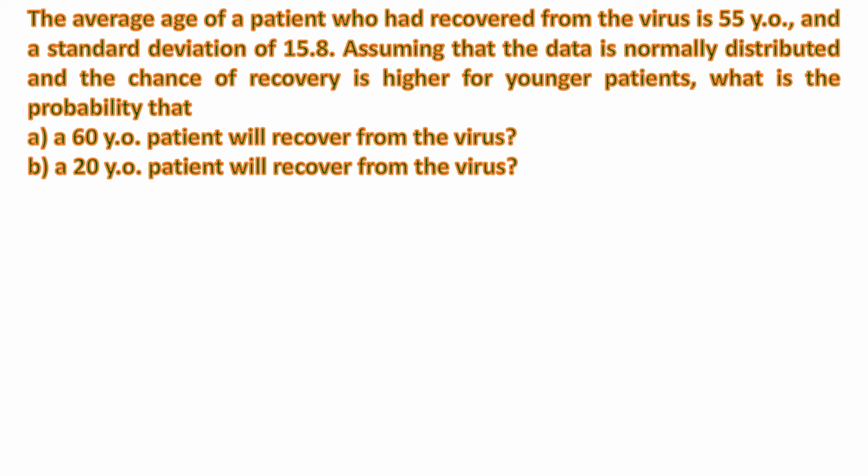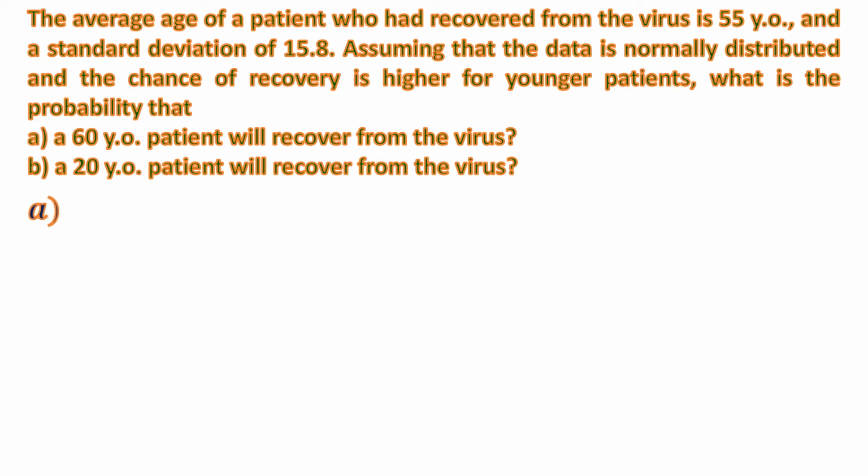So let's analyze the problem. The average given is 55 years old with a standard deviation of 15.8. And we want to know the chance of surviving or recovering for a 60-year-old patient and also for a 20-year-old patient. And so let's convert these values into z so that we can use them in our normal curve.